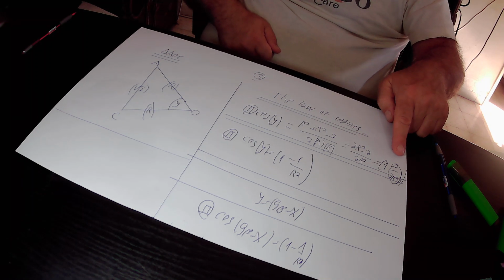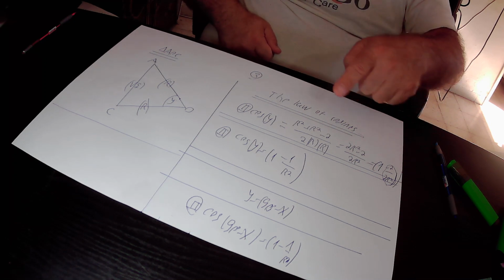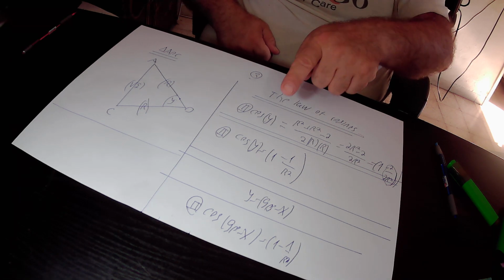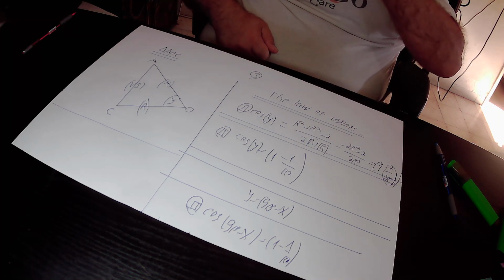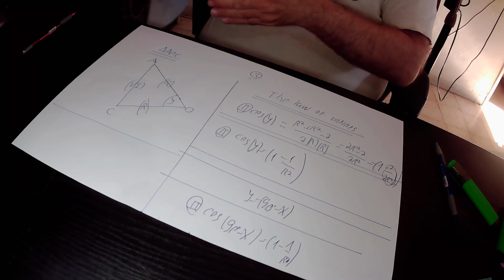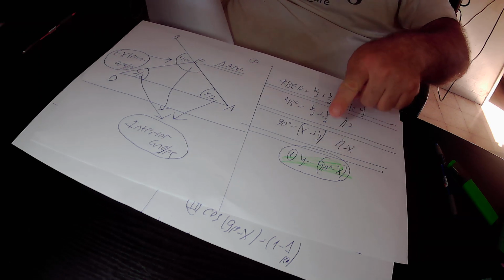Here we divided both the numerator and the denominator of this expression by 2, and so we found out that minus 2 over 2 is minus 1, and 2R square over 2 is R square. So we found out in total that cosine Y equals 1 minus 1 over R square. This is according to equation 2. And in the beginning of the lecture, we already found out that Y equals 90 degrees minus X.